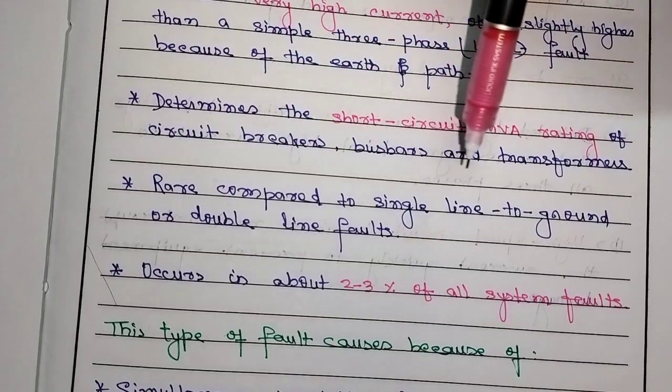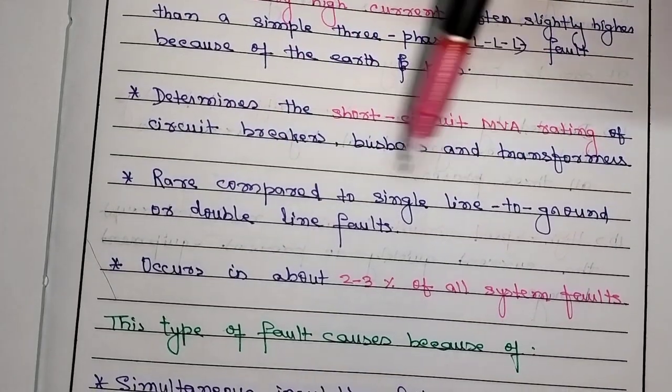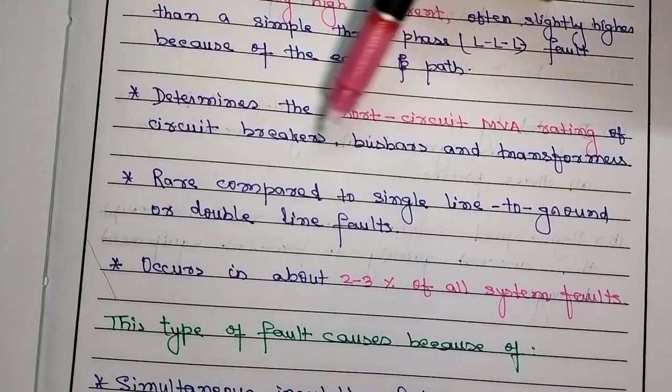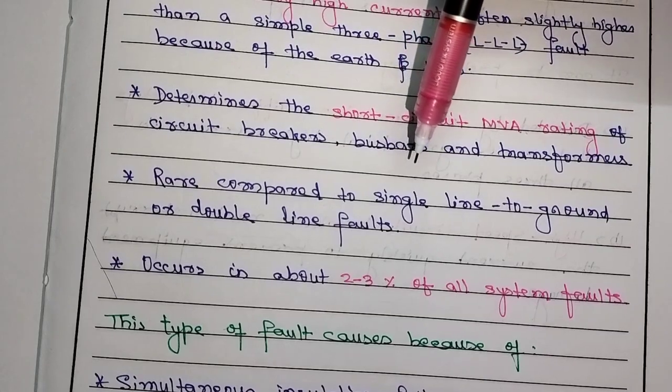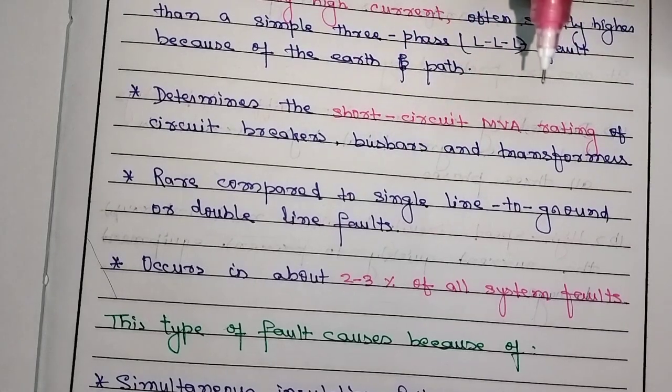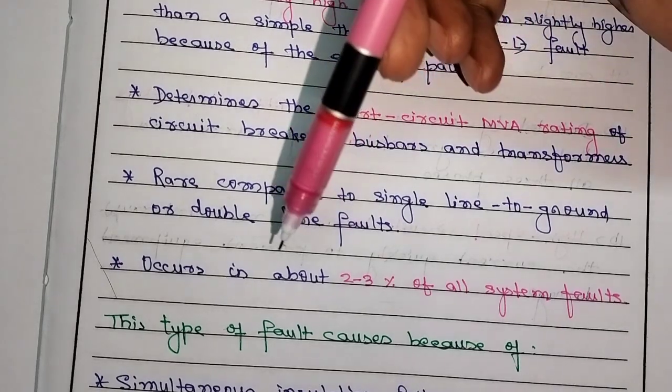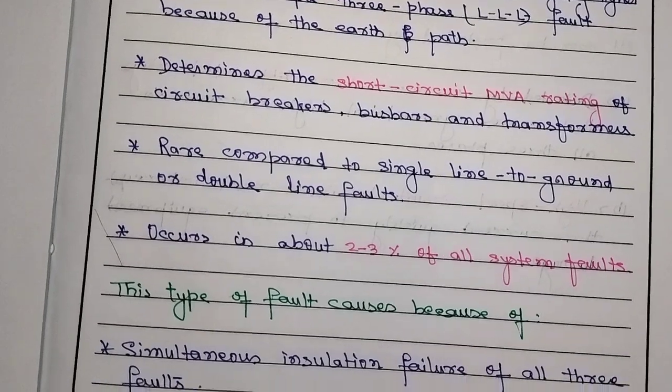It is rare compared to the single line to ground or the double line to ground fault. It occurs very rarely, whenever all three lines get touched and the fault occurs. It accounts for 2 to 3% of the system faults.